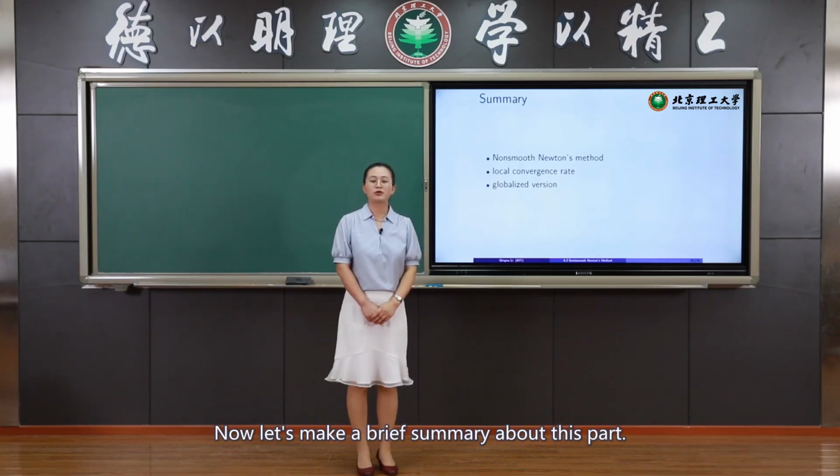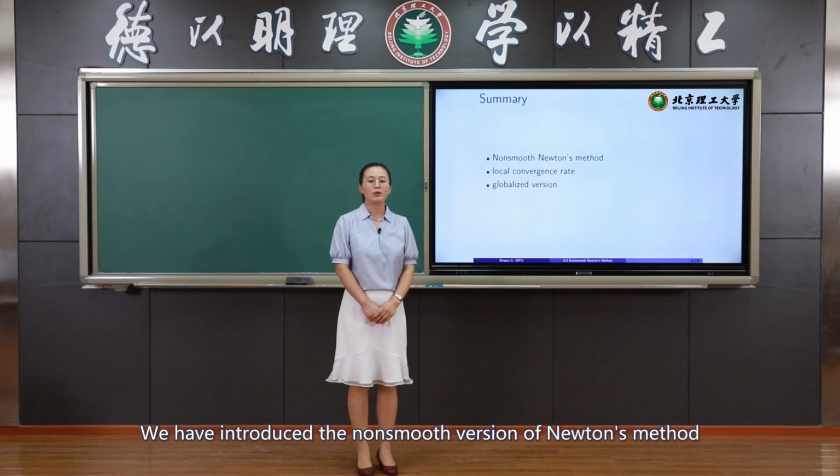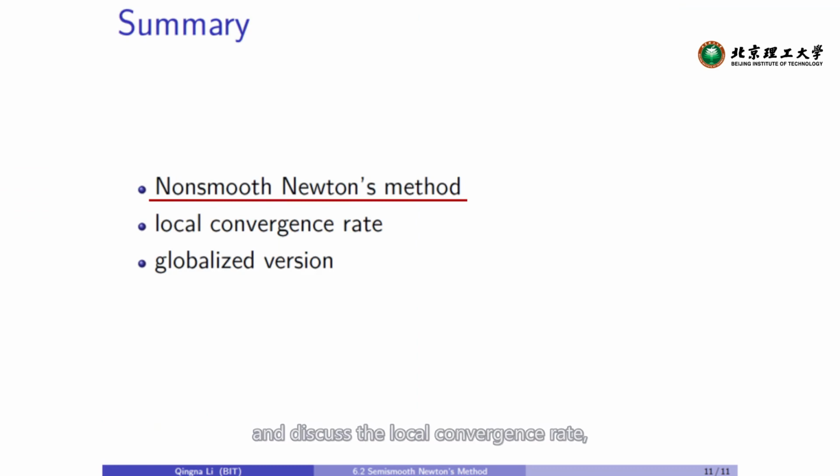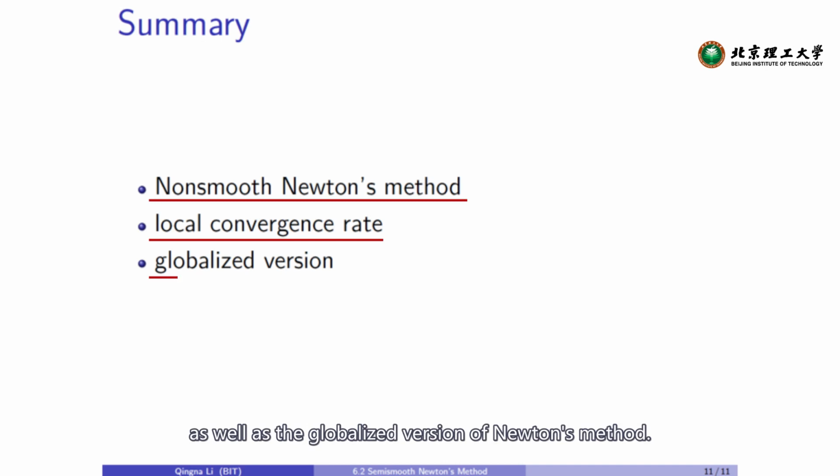Now, let's make a brief summary about this part. We have introduced the non-smooth version of Newton's method and discussed the local convergence rate as well as the globalized version of Newton's method.